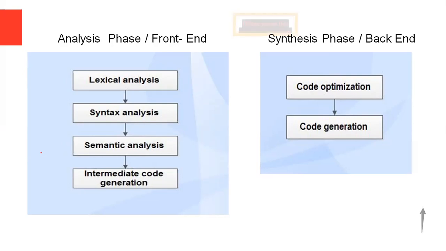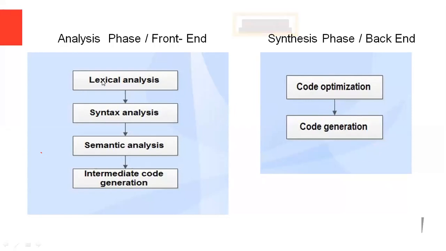In this synthesis phase, the input of code optimization is the output of the intermediate code generation. In code optimization, any unwanted statements or unwanted lines present in the intermediate code are removed, and the result is given as input to the code generation. After getting the output of code optimization, the code generation is used to convert the given statements into assembly level language. So these are the six phases of a compiler.